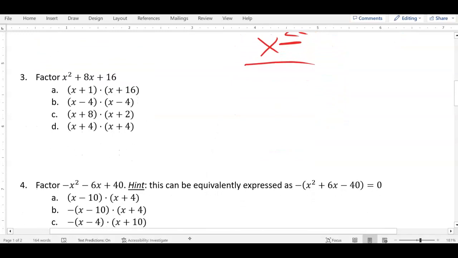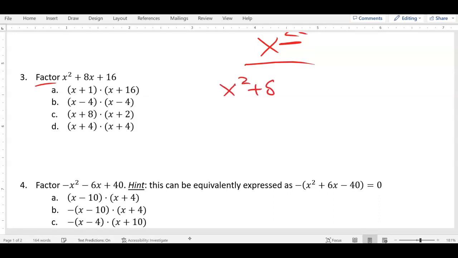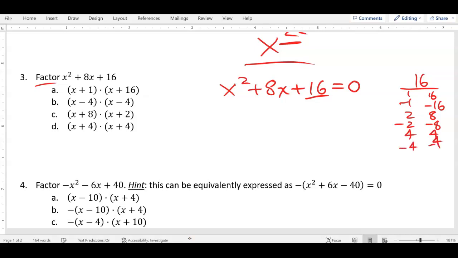All right. Factoring this. So when you factor, you are not doing polyroots. Okay. You're going to make sure, if you don't have this equal to 0, you're going to make sure that you set it equal to 0. And then we need to find the factors of 16 that add up to the middle term 8. So 16 is 1 times 16, and then don't forget -1 and -16. 2 times 8, -2, -8. 4, 4, -4, -4. Okay.